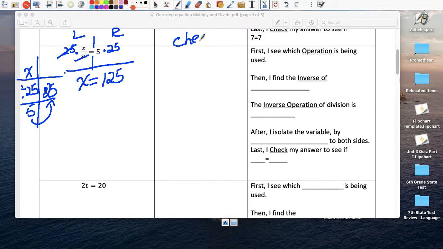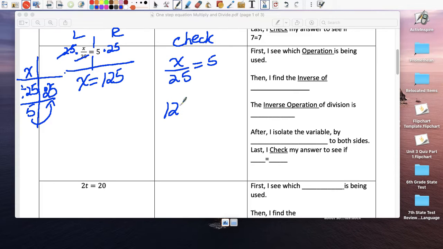My check, it's x over 25 equals 5. Let's see if that's true. So over here, I'm going to put 125, so 125 divided by 25 equals 5. Is that true? Well, now I can take this in the calculator. 125 divided by 25 is 5. And guess what? It equals 5.